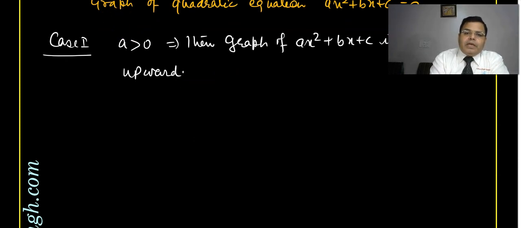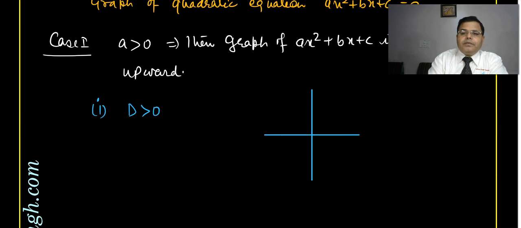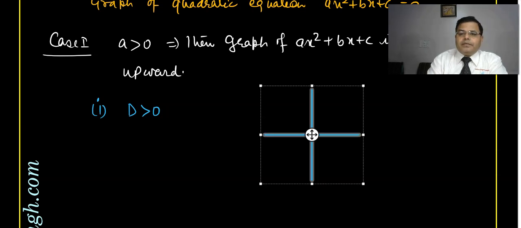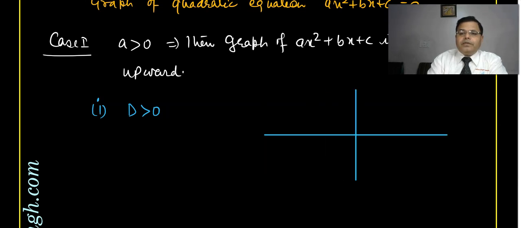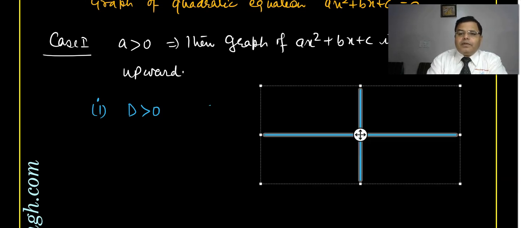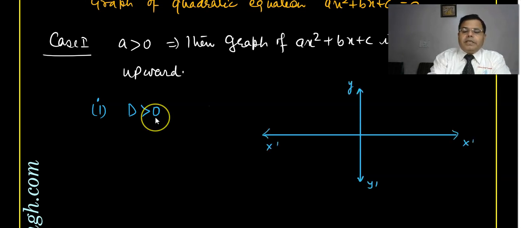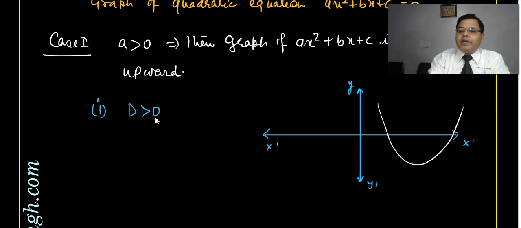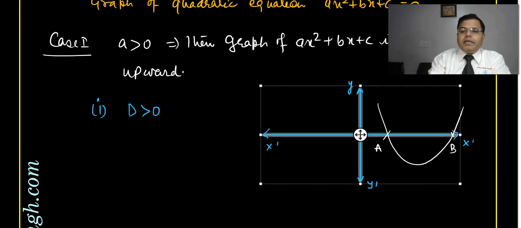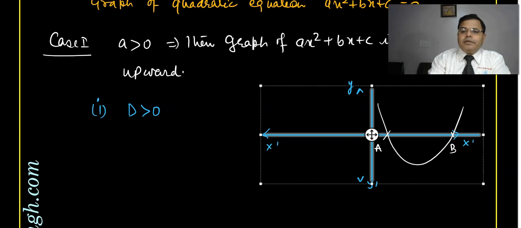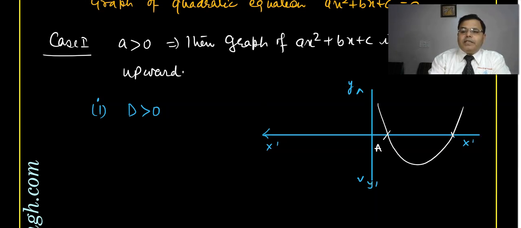Then the following cases further arise. If a is greater than 0, and the first case is b is greater than 0 as well, then the graph of the function will be like here. It will represent a parabolic graph opening vertically upward, and it will intersect at two different points, A and B, you know. It may be this side, it may be the opposite side as well.